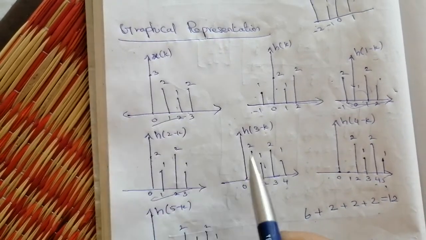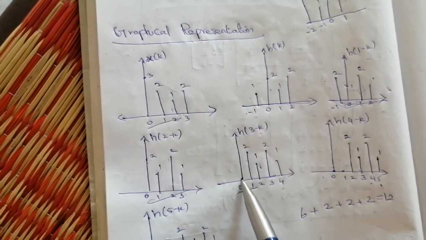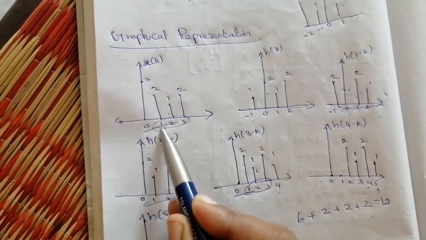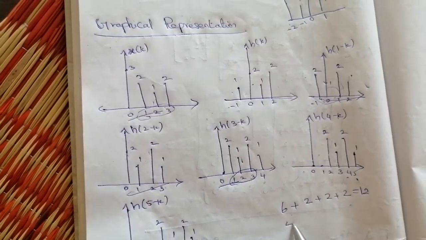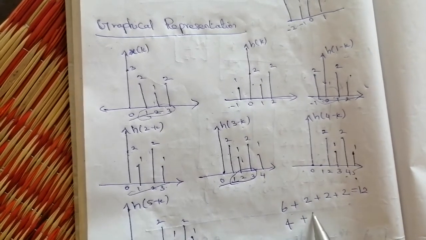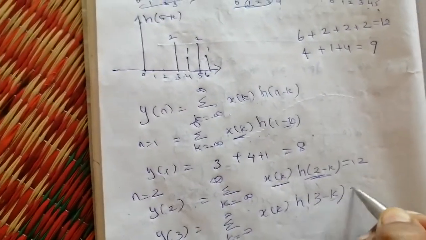Now multiply these two. Here there is no value for 0, so the common values are 1, 2, 3. So 1 2s are 2, 2 2s are 4. At one point the amplitude is 2 into 2. So 2 plus 1 into 1, 1, plus 2 2s are 4. So the answer is 9. So y of 3 is 9.